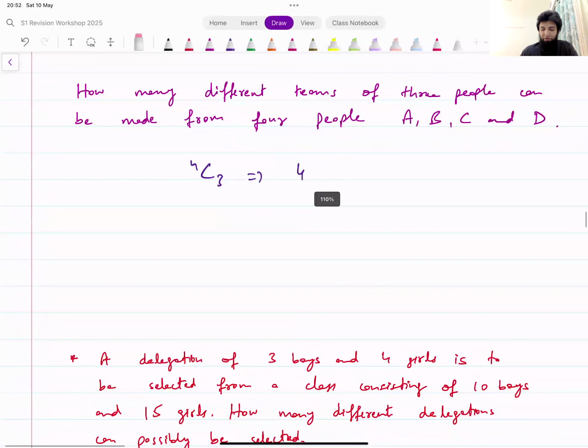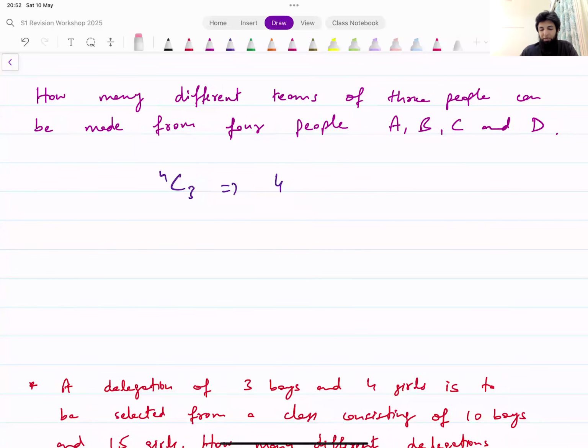Let's have a look at this. How many different teams of 3 people can be made from 4 people, A, B, C, and D? That's fairly straightforward. We want a team of 3 people. There are 4 people, 4C3, that turns out to be 4.